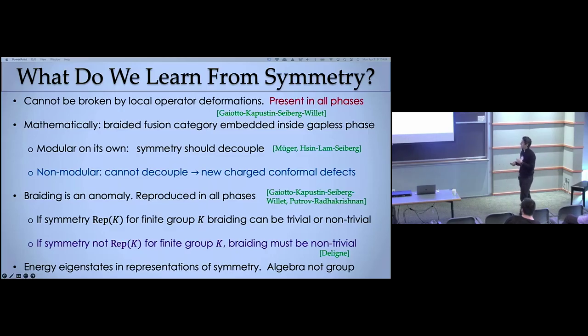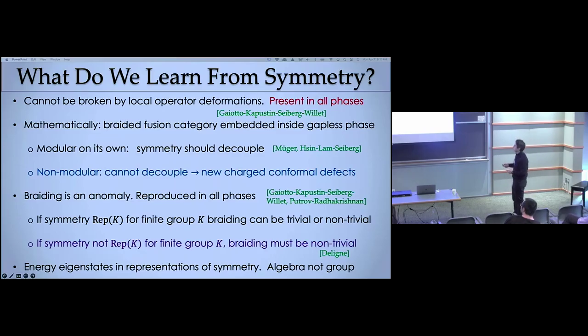Possibility one is that this braided fusion category is modular on its own. It forms a little TQFT that lives inside your ambient theory. And in that case, the symmetry should decouple. That's a theorem if the whole thing was a TQFT, but it's natural to assume outside of that context as well. So that's maybe a slightly boring situation, though still interesting.